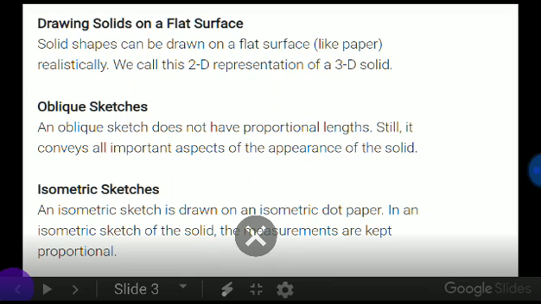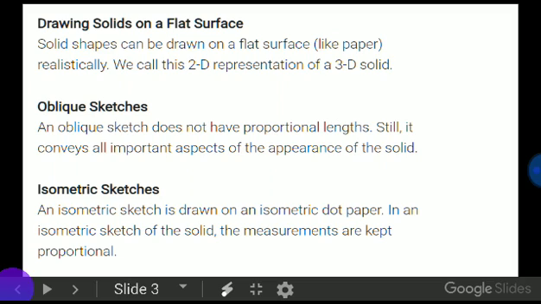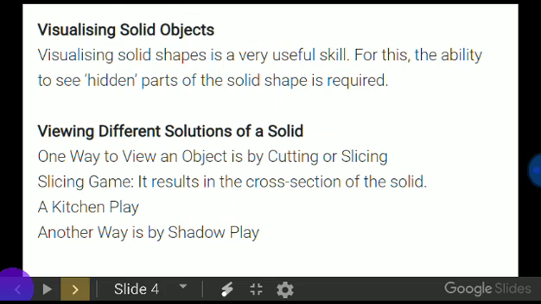Now oblique sketches. An oblique sketch does not have proportional lengths, still it conveys all important aspects of the appearance of the solid. And what are isometric sketches? An isometric sketch is drawn on an isometric dot paper. In an isometric sketch of the solid, the measurements are kept proportional.